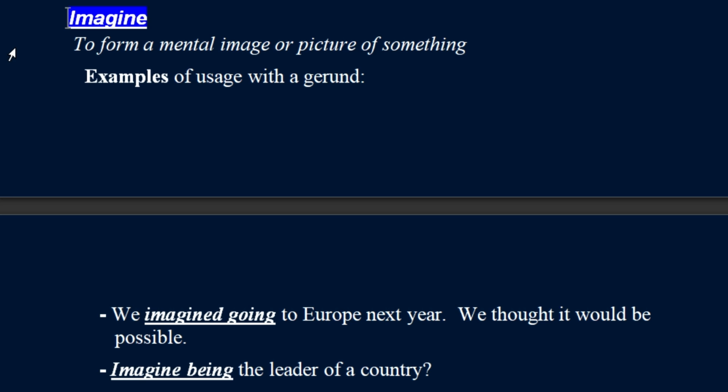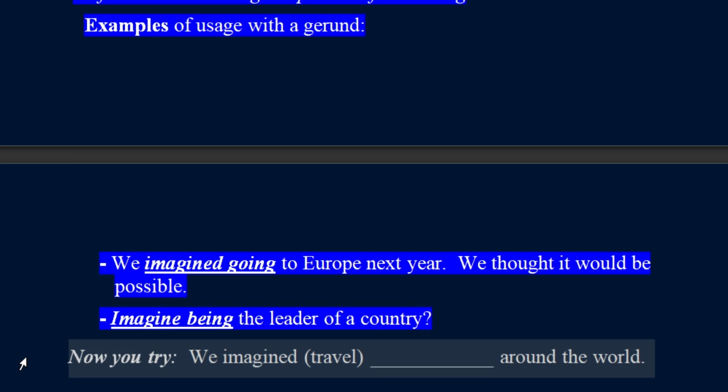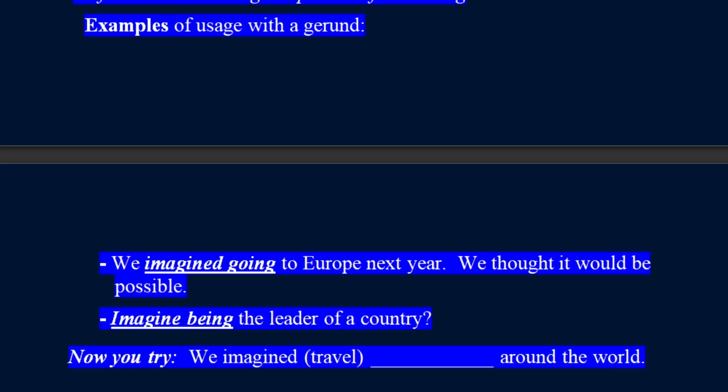Imagine. To form a mental image or picture of something. Examples of usage with a gerund. We imagined going to Europe next year. We thought it would be possible. Another example. Imagine being the leader of a country. Now you try. We imagined travel around the world. We imagined traveling around the world.